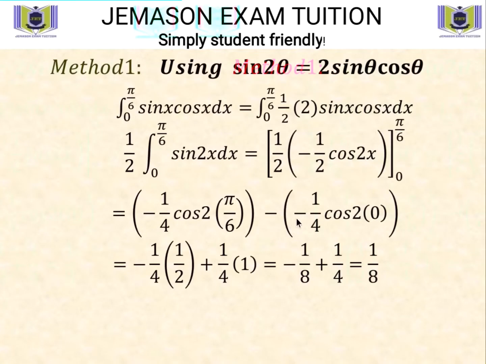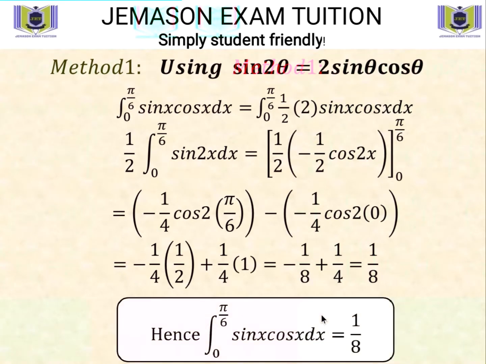Negative times negative gives positive, and then we have 1/4 times the cosine of 0, which is 1. So at the end we get negative 1 over 8 plus 1/4, which indicates then that the integral from 0 to pi on 6 of sin x cos x dx is 1 over 8.